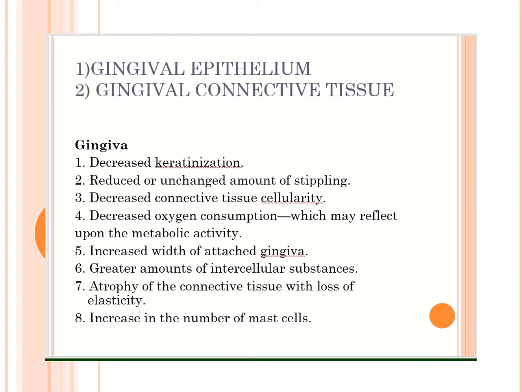Then we have the gingival connective tissue. With age, it gets coarser and denser, which is not present normally in younger individuals. Your gingival connective tissue is neither coarse nor dense, but with age it gets coarser, denser, and there is an increased conversion of soluble to insoluble collagen. And there's also increased collagen stabilization.